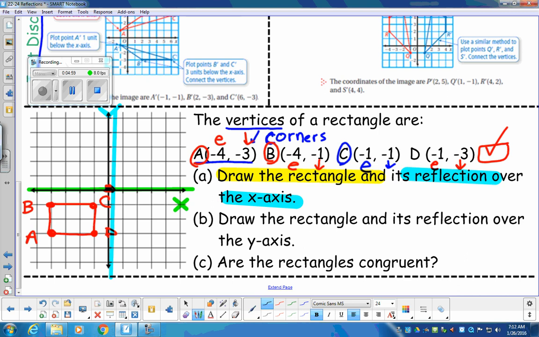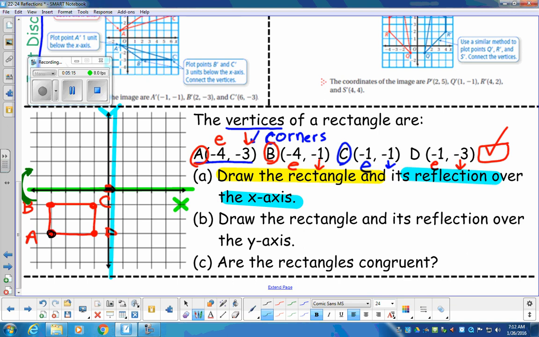So I'll go ahead and use the calligraphy pen to show you what's happening. We're going to take this rectangle and flip it over the x-axis. When we flip it, it should be equidistant, which means the same distance from the line of symmetry. It has to be congruent, and we have to flip it.